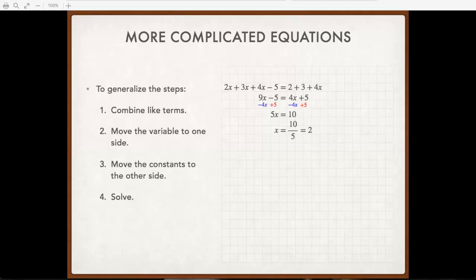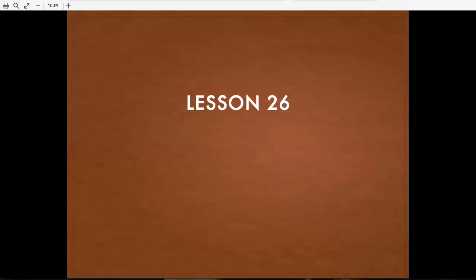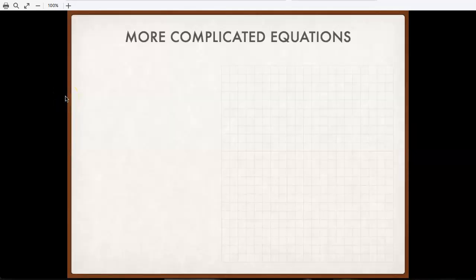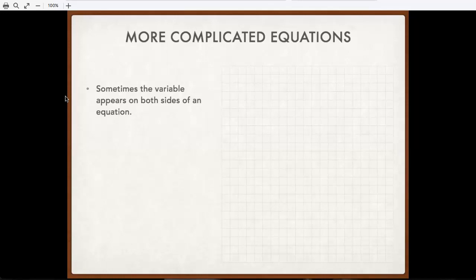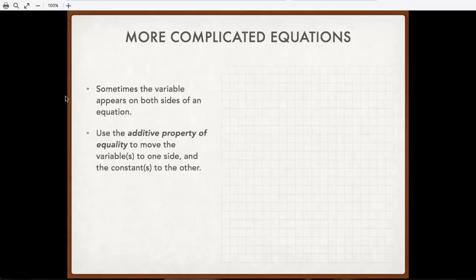Lesson 26, More Complicated Equations. Sometimes, when we have an equation to solve, the variable will appear not only on one side of the equation, but on both sides. Whenever this happens, we can easily use the additive property of equality to move the variables to one side.